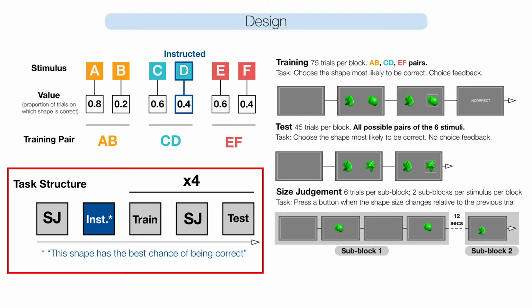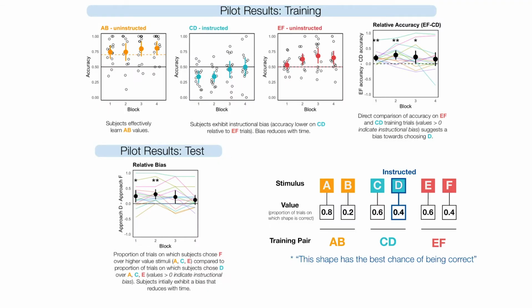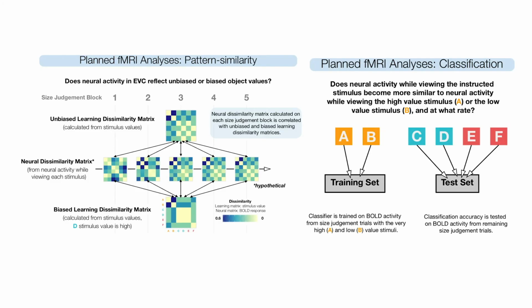After receiving the instructions, subjects complete cycles of training, size judgment, and test, and this cyclic structure allows us to characterize how neural activity has sensitized to value at different points in learning for each of the stimuli. We collected behavioral pilot data from 15 subjects and showed instructional bias effects in the training and test phases. This replicated past work that used this task. But the main aim of this project is to assess whether the neural activity in early visual cortex reflects value differently for instructed and uninstructed stimuli.